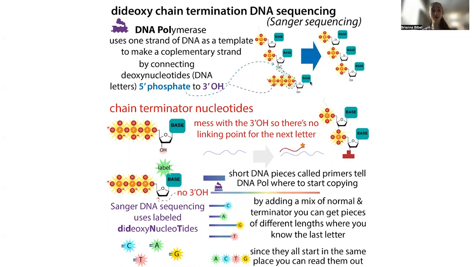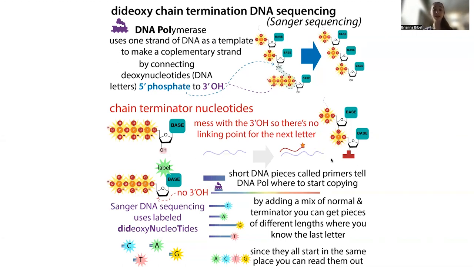And so you wouldn't want to put all of these terminator nucleotides in because then you wouldn't be able to make anything. But if you put mostly deoxynucleotides, so the normal DNA letters, but then a handful of these terminator nucleotides, the dideoxy, well, now there's going to be different lengths. The DNA polymerase is going to start making copies using those normal DNA letters until it picks up one of those abnormal ones. And when it picks up one of those terminator ones, now it's going to stop, and it can't add anything else on.